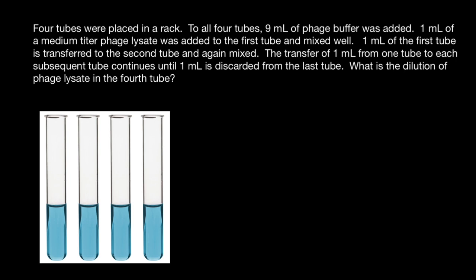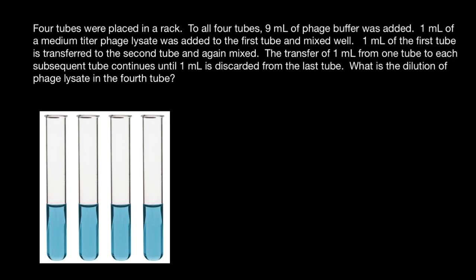And here's the problem. 4 tubes were placed in a rack. To all 4 tubes 9 milliliters of phage buffer was added. 1 milliliter of a medium titer phage lysate was added to the first tube and mixed well. 1 milliliter of the first tube is transferred to the second tube and again mixed. The transfer of 1 milliliter from one tube to each subsequent tube continues until 1 milliliter is discarded from the last tube. What is the dilution of the phage lysate in the fourth tube?